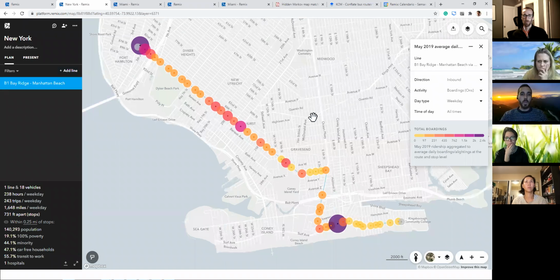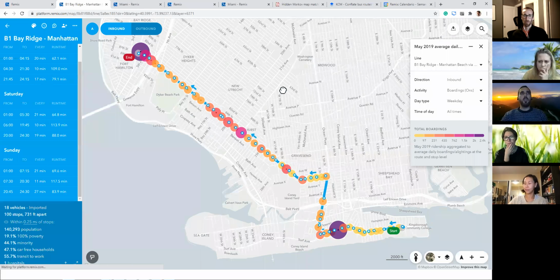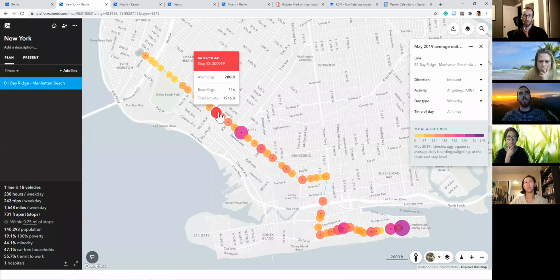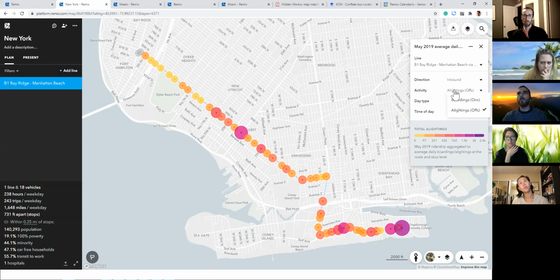This is called a ridership layer. That's the style that we have and how we call it. And what this layer is showing is how many people are boarding the bus at each of the stops, and how many people, you can see on the right, are getting off the bus at each of the stops. You can actually put the mouse there. You see I have a number of alightings, a number of boardings, total activity on the line.